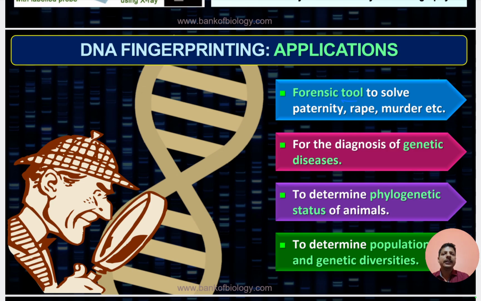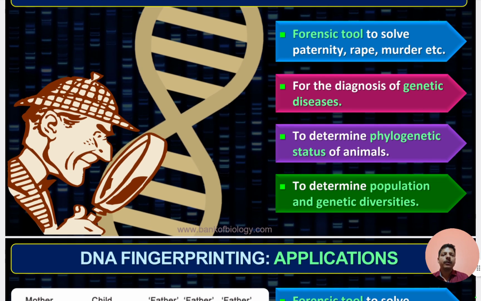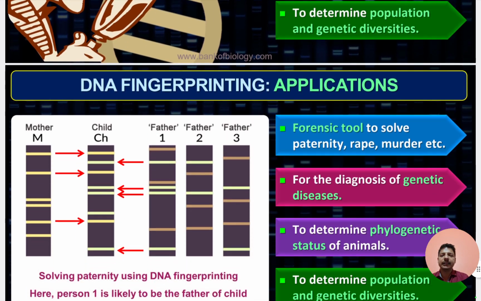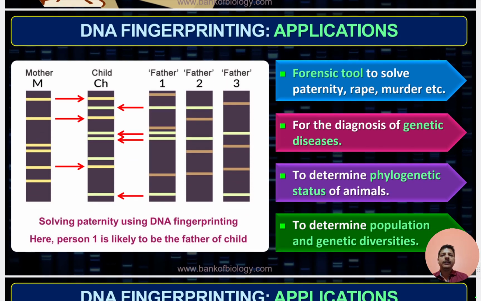Applications: as a forensic tool to solve paternity, rape, murder, etc. For the diagnosis of genetic diseases, to determine the phylogenetic status of animals, and the fourth one is to determine population and genetic diversities. And the forensic tool points to solve are the same as given.